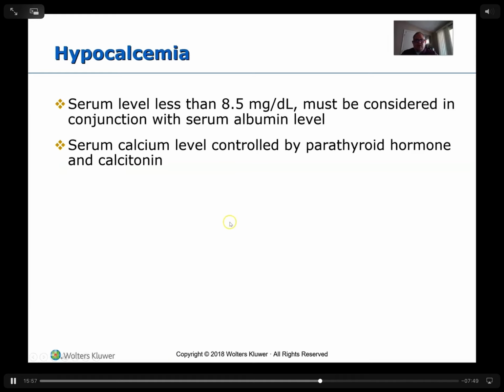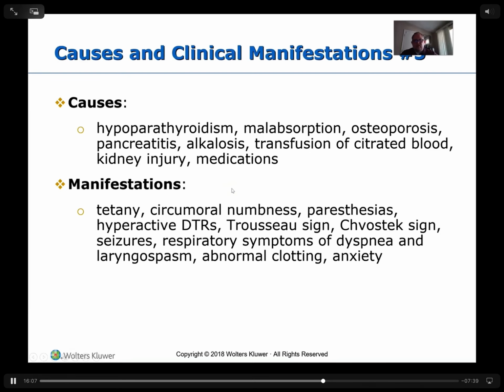Hypocalcemia, remember your serum levels are less than 8.5. Make sure you're checking in conjunction with your albumin levels. Serum calcium is controlled by parathyroid hormone and calcitonin. Hypoparathyroidism, malabsorption, and osteoporosis can all cause this. Pancreatitis, alkalosis as well, and then transfusion of citrated blood and kidney injury medications.